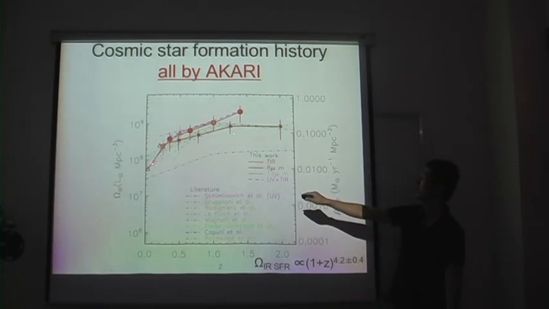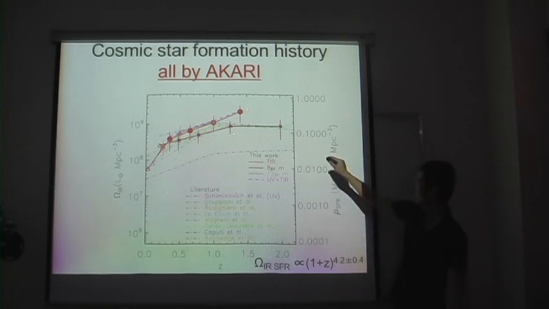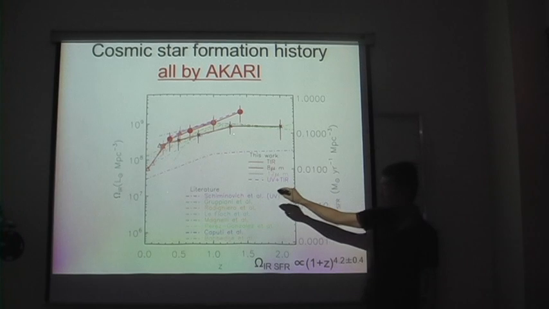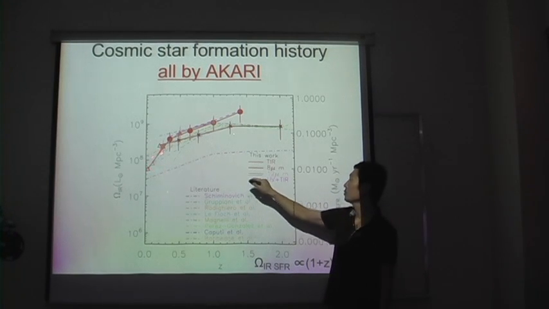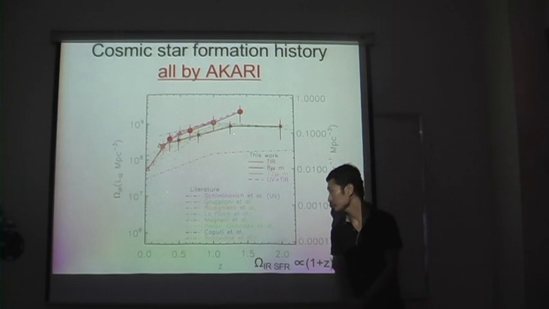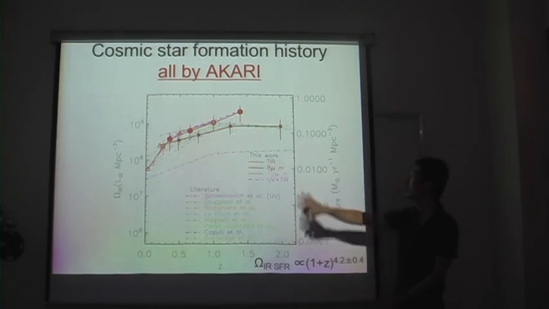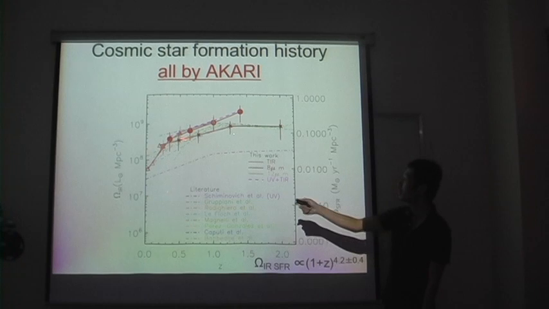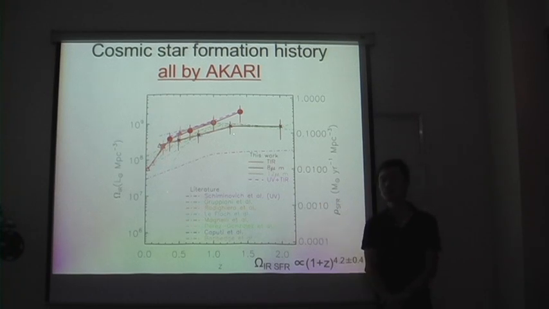Our cosmic star formation rate history looks like this. By the time of redshift 1.5, the cosmic star formation rate was more than a factor of 10 larger. And our results are in good agreement with previous work, but I should emphasize here that our measurement was done more accurately because of AKARI's 9 mid-infrared bands.